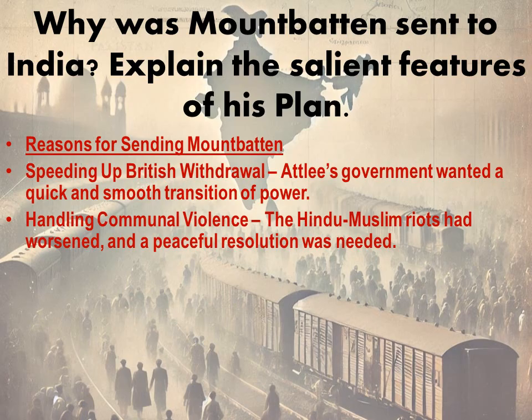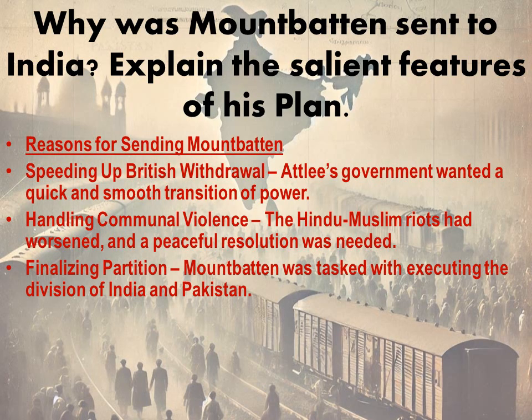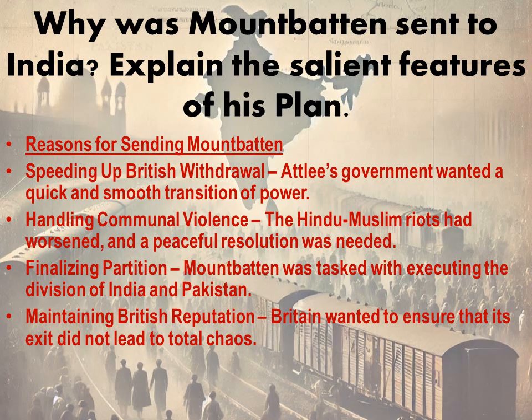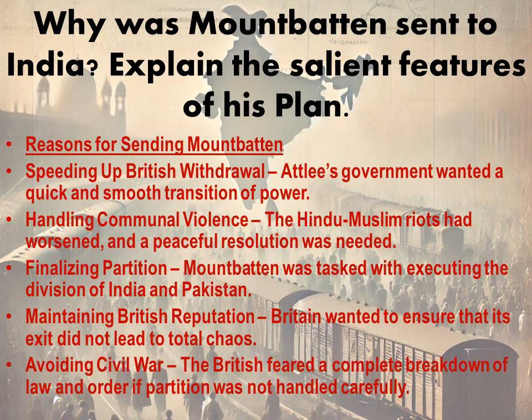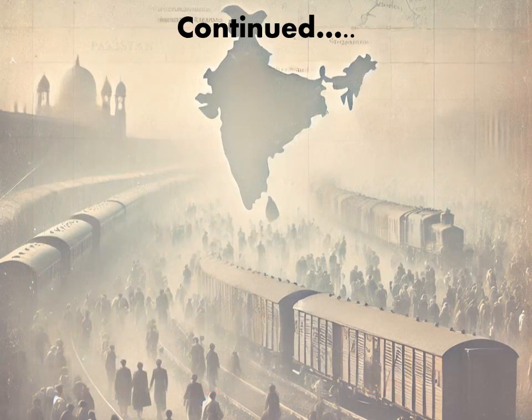Handling communal violence. The Hindu Muslim riots had worsened and a peaceful resolution was needed. Finalizing partition. Mountbatten was tasked with executing the division of India and Pakistan. Maintaining British reputation. Britain wanted to ensure that its exit did not lead to total chaos. Avoiding civil war. The British feared a complete breakdown of law and order if partition was not handled carefully.